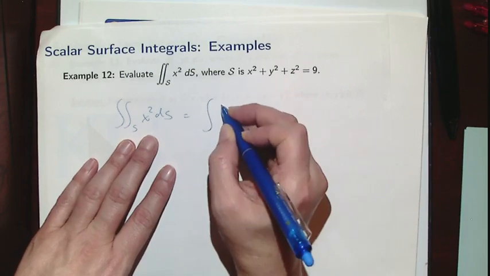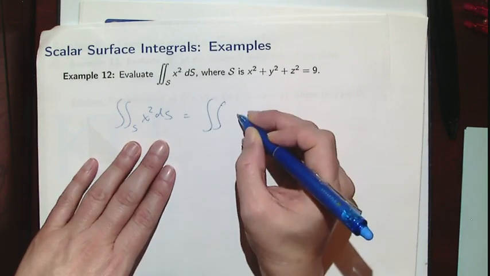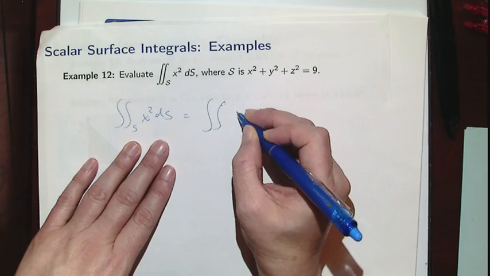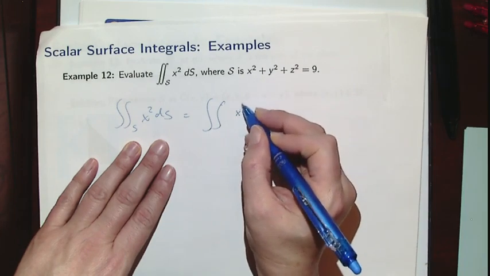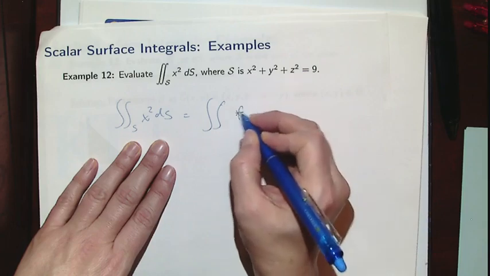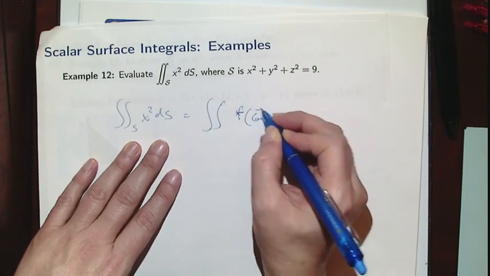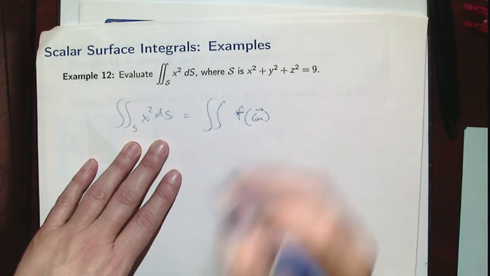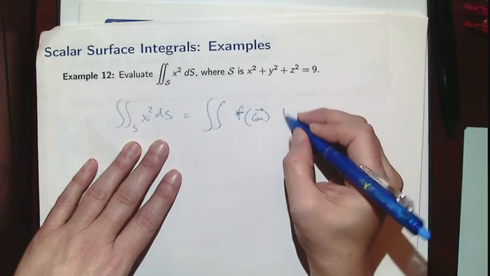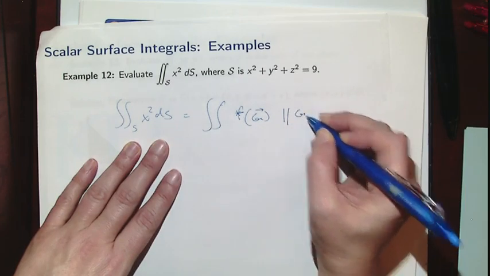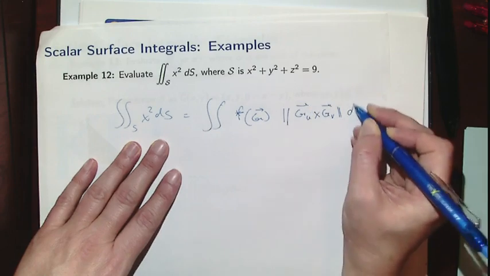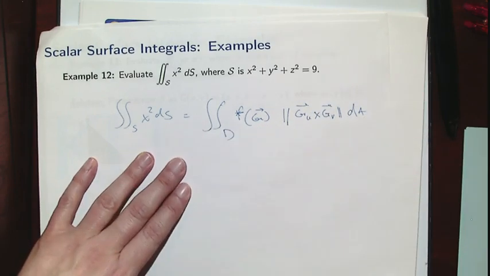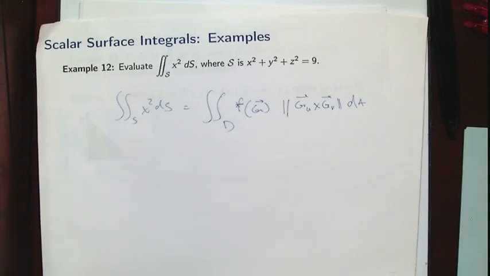Compute x parameterized at g. Basically, you want to find f of g, and then multiply that by g sub u cross g sub v over D. Okay. So step one, my friends.